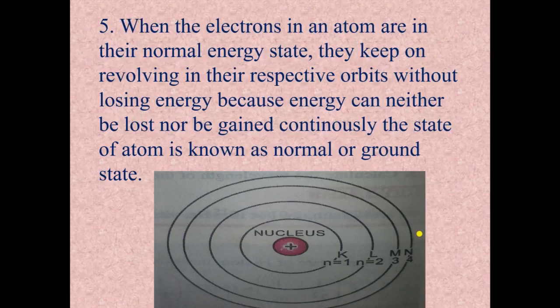The fifth one is that when electrons in an atom are in their normal energy state, they keep on revolving in their respective orbits. For example, if an electron is present in the n is equal to 2 orbit, then the energy of the electron will be fixed in the n is equal to 2 orbit. There will be no loss or gain of energy of the electron. And this energy state is known as the ground state or normal state of the electron.